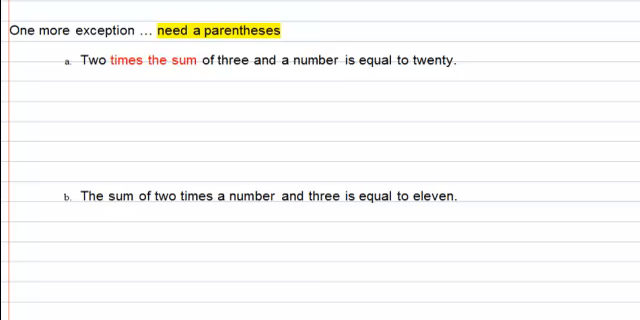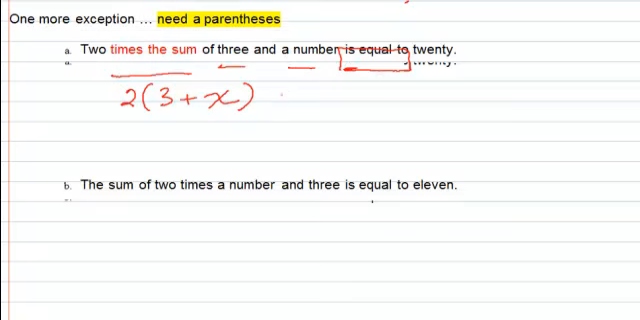And remember, we've got this last exception where we need the parentheses. We identify that because we see that we've got an operator acting on an operator. Let's see if we can find our equal sign. So that is equal to. We see times the sum, so we have 2 times the sum. We are adding 3 and a number. That is equal to 20. And now we have to solve this thing.